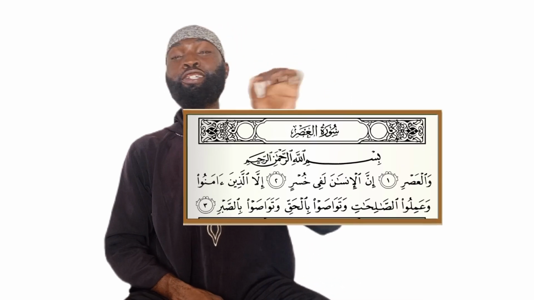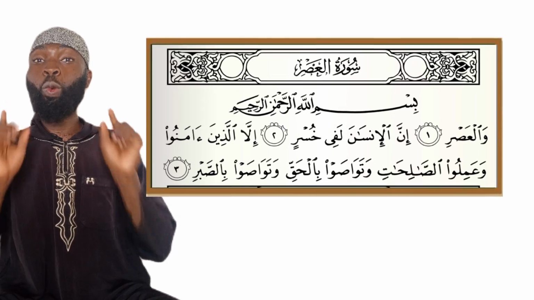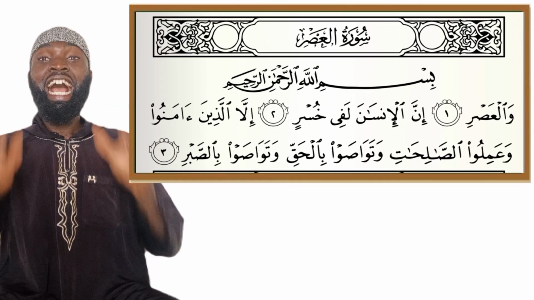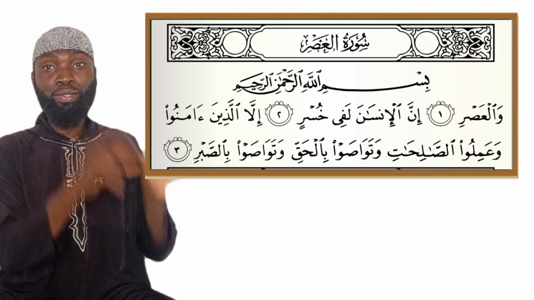Suratul Asr, Suratul Asr. This is one of the most common surahs of the Quran which we always recite. And today we want to learn basic Arabic speaking skills from this surah.